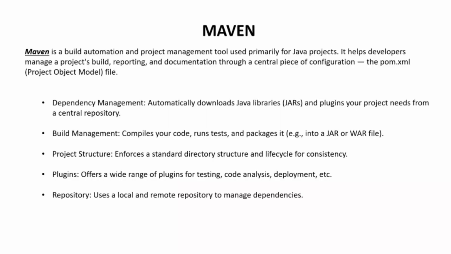Maven is a build automation and project management tool used primarily for Java projects. It is mainly used to build Java projects. It helps developers manage projects, build, and generate reporting and documentation, and the main part of a Maven project is the pom.xml, the project object model.